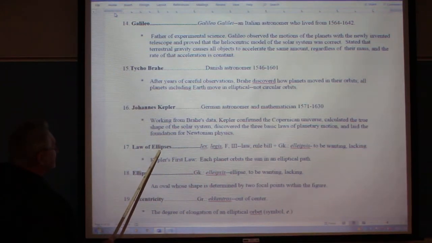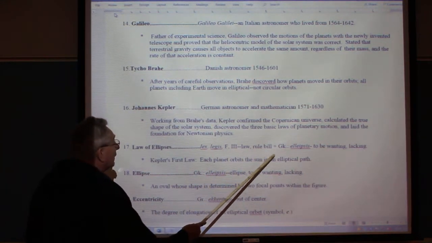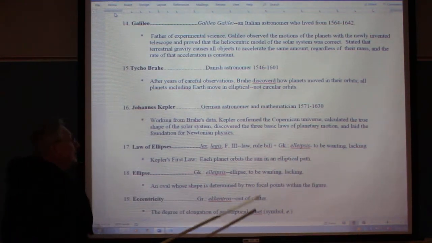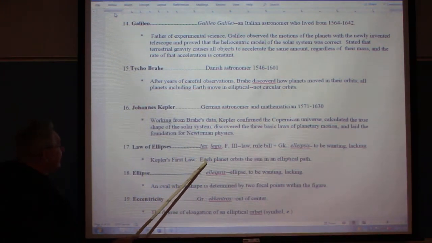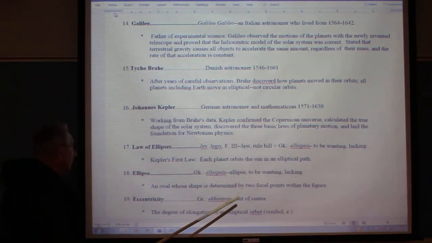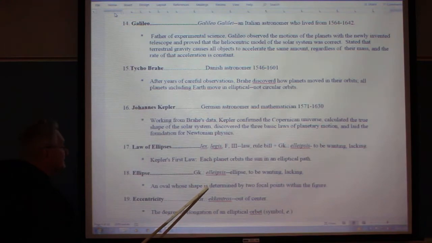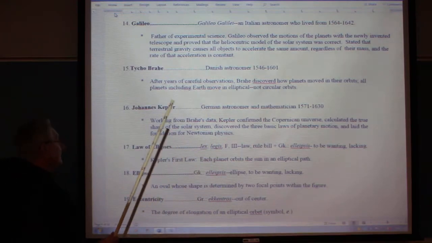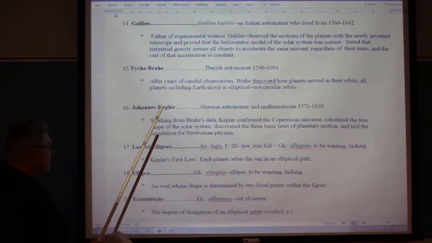The laws of ellipses, what does that mean? Lex, legis, feminine third, law or rule, and Greek ellipsis, to be wanting and lacking. Lacking what? A perfect circle. So Kepler's first law: each planet orbits the sun in an elliptical path. Wow! So what is an ellipse? An ellipse is an oval whose shape is determined by two focal points within the figure. So Dr. Wood put that on the board for you way back in the earlier chapters.